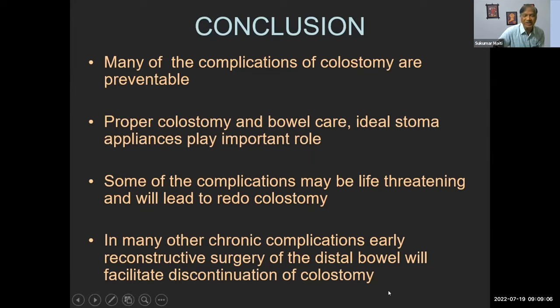colostomy. Colostomy is not a good operation in the sense that it could produce too much embarrassment to the patient, but also it is a life-saving operation. It is also an operation which facilitates the other surgeries, malignant surgery, and the inflammatory surgery, so many things. But colostomy care is one of the most important parts.